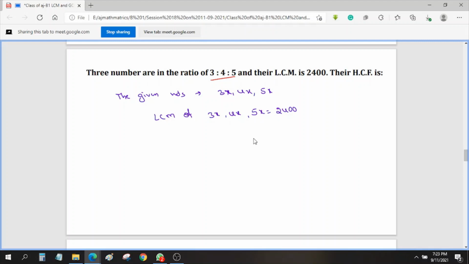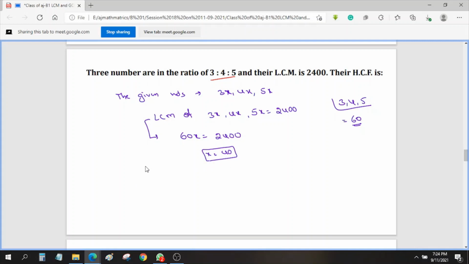Now how do we find out the LCM of 3, 4 and 5? There is no common factor here, so obviously we need to multiply 3 into 4 into 5. 3 4s are 12, 12 5s are 60. So 60 is the common multiple. So the LCM of 3x, 4x and 5x is 60x. 60x is equal to 2400. Now x is equal to what? 40. So x is equal to 40.